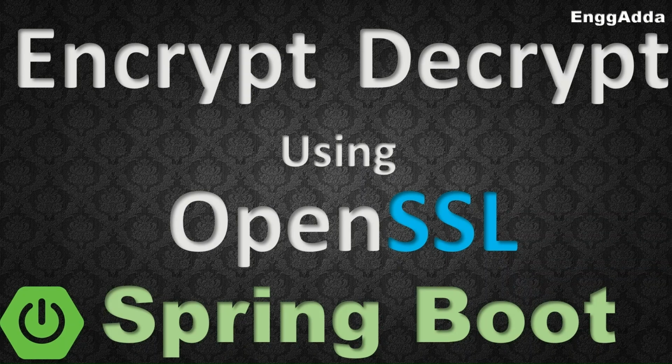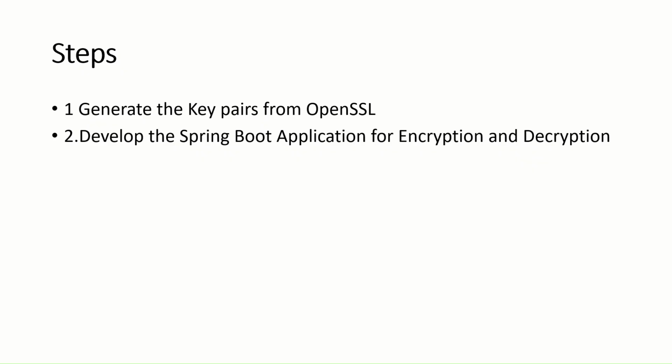Let's get started. First of all, let me go to the next slide to discuss the steps that we are going to follow. There are 2 steps. The first one is to generate the key pairs from OpenSSL, and the second one is to develop the Spring Boot application for encryption and decryption. We'll encrypt and decrypt some simple string messages. So let's get started.